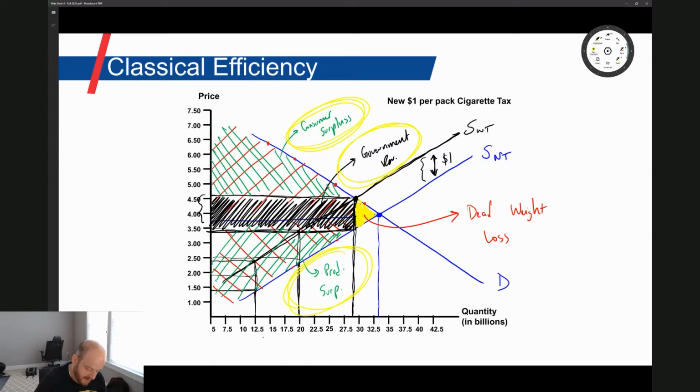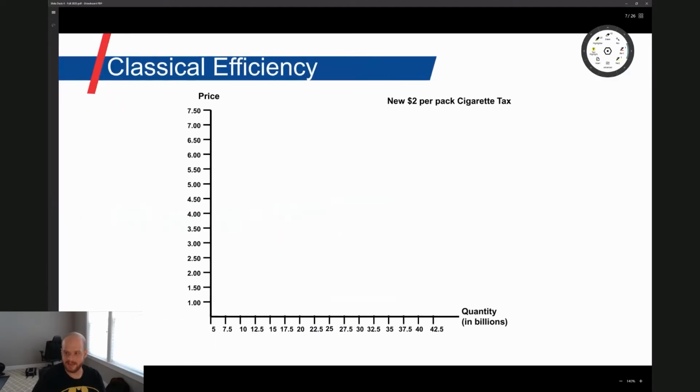And according to the classical school of economics, this area of dead weight loss is why any sort of change in the behavior of taxpayers, whether we're talking about suppliers that pay a tax or consumers that pay a tax, any sort of change in the behavior of these parties leads to inefficiencies. So this is where the inefficiencies come from in this market. Now, we have two additional examples.